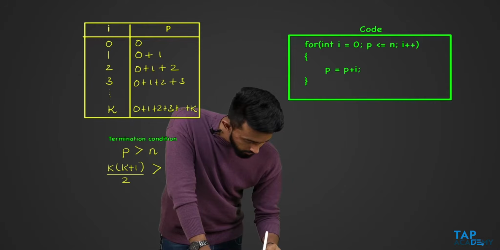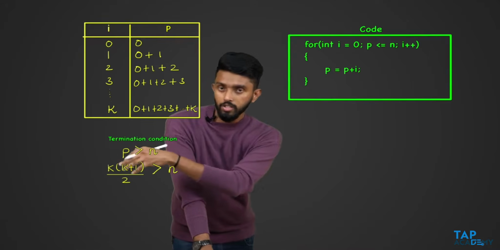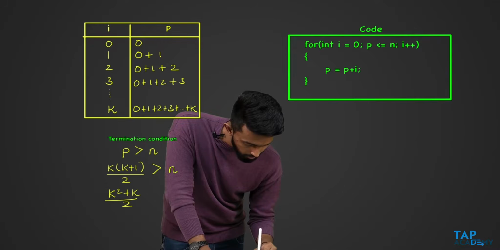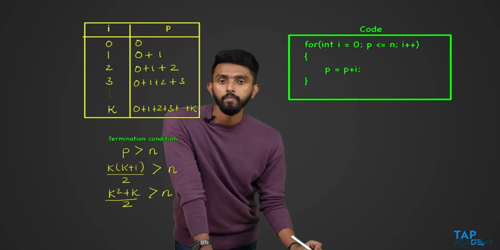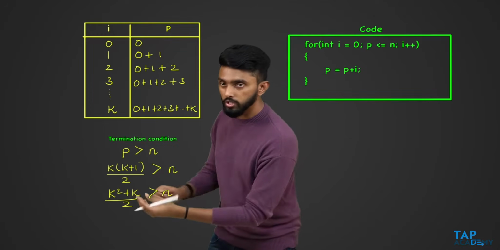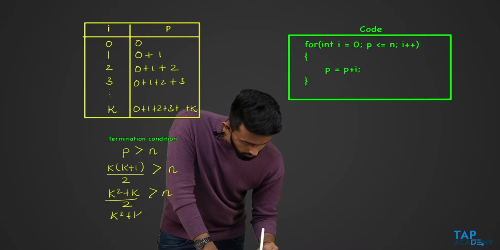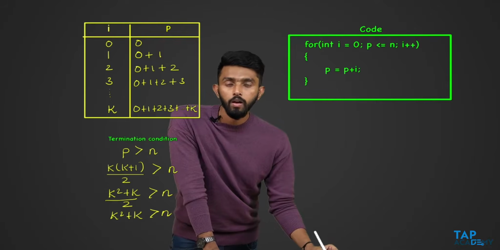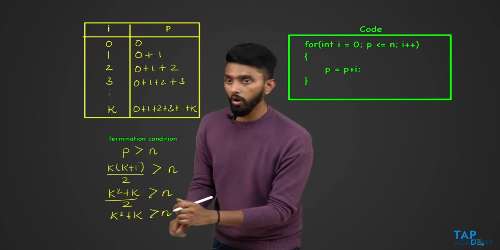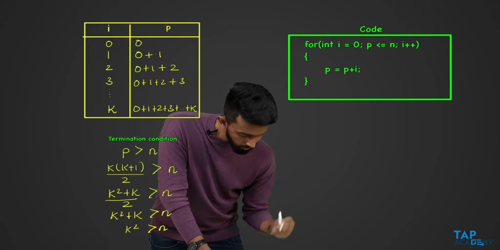If this is greater than n, I hope you're able to think. Which means, if I just multiply it, I will get something like this: k square plus k divided by 2 is greater than n. Whenever you analyze time and space complexity, you always ignore constants, which means this 2 can be ignored, and this becomes k square plus k is greater than n. Whenever you analyze time complexity, we only keep the highest order term and remove lower order terms, which means k has to be removed, and it becomes k square greater than n, right?